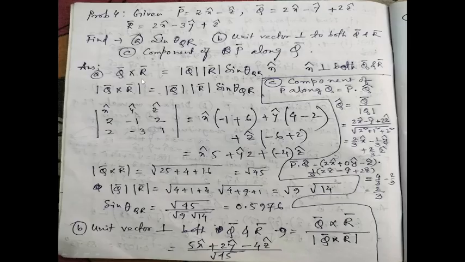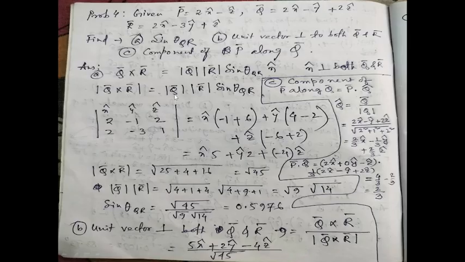What is the magnitude of vector q cross r? It will be root over of 5 square, which is 25, plus 2 square, 4, plus 4 square, 16. It is root over of 45. So this is the magnitude of q cross r on the left hand side, that is root over 45.